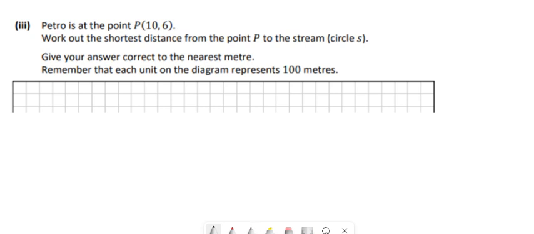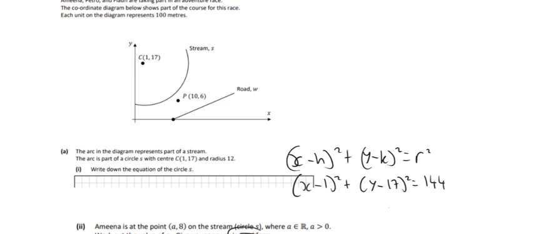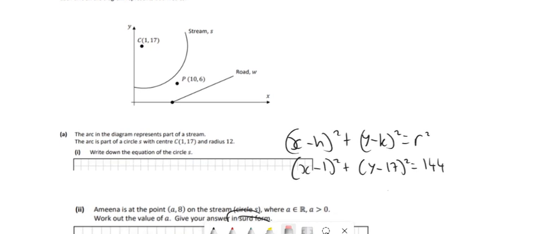Right, the point (10, 6) then is just outside the circle. So if you imagine that point P (10, 6) there, what we're going to do is find the distance from the centre to that point, the distance of that red line there, and then we're going to subtract the radius from it, because if I subtract the radius, that just leaves me with the extra bit that's outside. So it just leaves me with the little bit that's from P to the circle, and that's what we want here. So I'm just going to find the distance from (1, 17) to (10, 6).